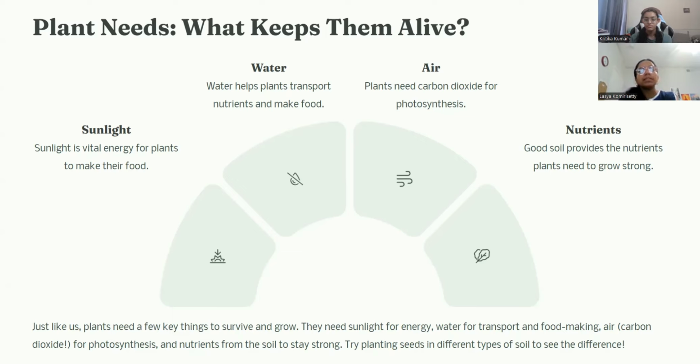Try planting seeds in different types of soil to see the difference. You can go to your backyard, get some soil, or maybe go to your playground and get another type of soil. And now plant the same seed, give them the same sunlight, so put them in the same area, and give them the same amount of water and see the difference.